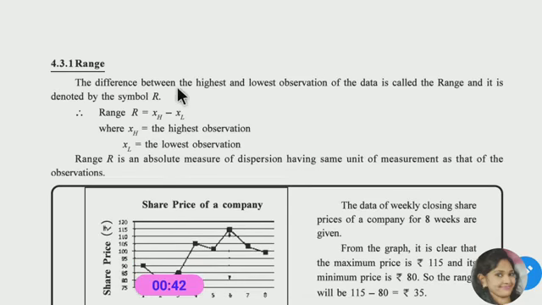The difference between the highest and lowest observation of the data is called the range, and it is denoted by the symbol R. Formula of range: range is equal to the highest observation, XH, minus XL. XL means the lowest observation, right?